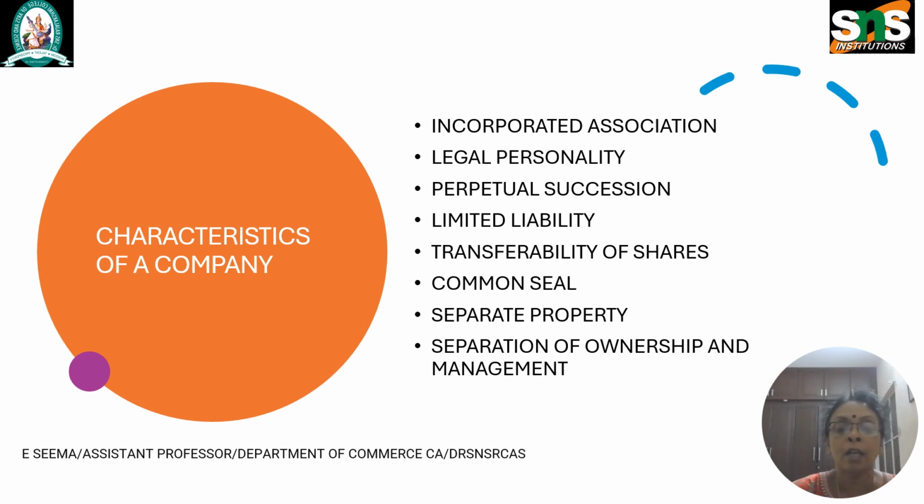Next one is common seal. That is, as a company is an artificial person, it has no physical existence. All the documents are registered and the address of the company is engraved using the common seal. Separate property. The property of the company is not the assets of the owner, so the owner cannot take any property from the company. Separation of ownership and management. Management and ownership are separated. Both are different. Owners are shareholders and management is the board of directors, selected from the shareholders. These are all the characteristics of a company.